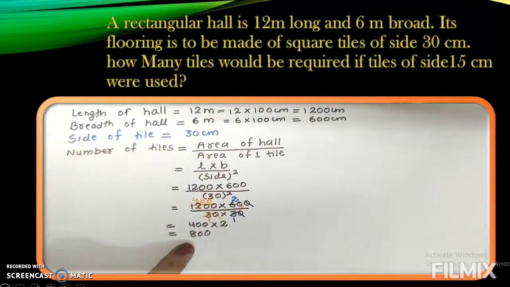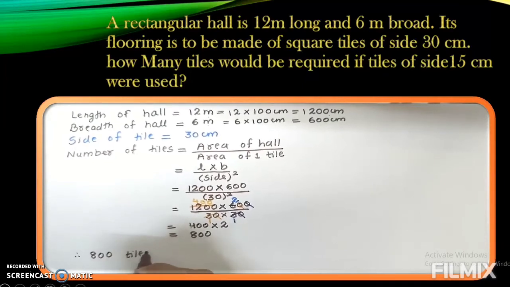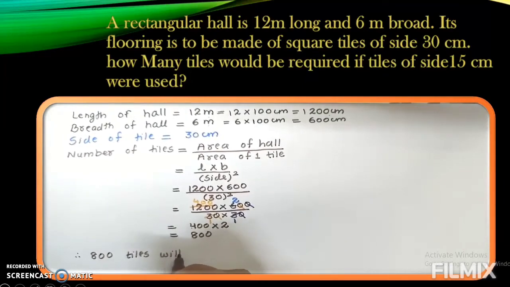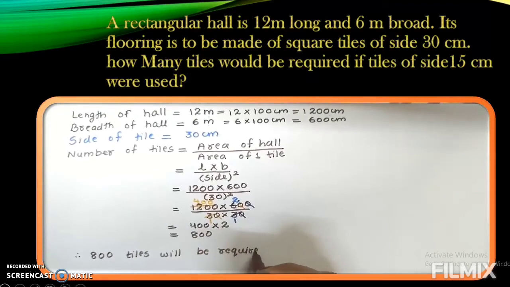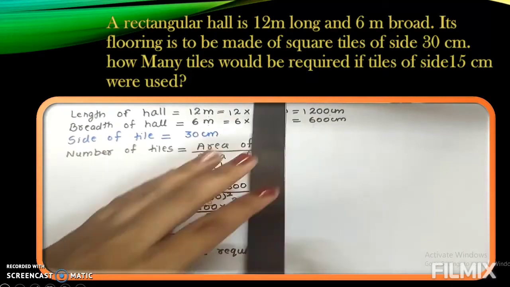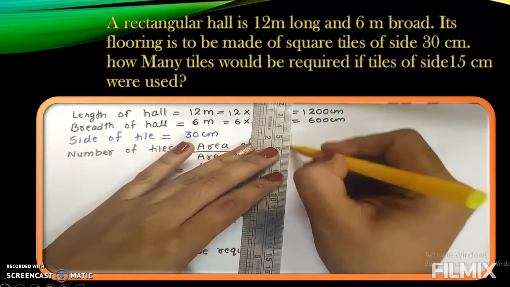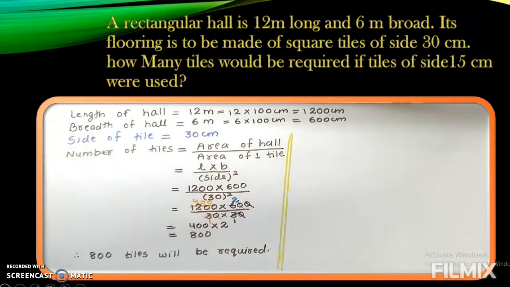Means the number of tiles are what? 800. So how many tiles are required? 800. So we will write here, therefore 800 tiles will be required. So this is our one part of the sum. Another part I am doing here only, below this.